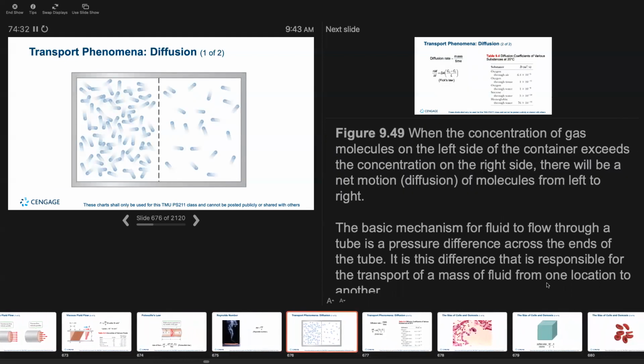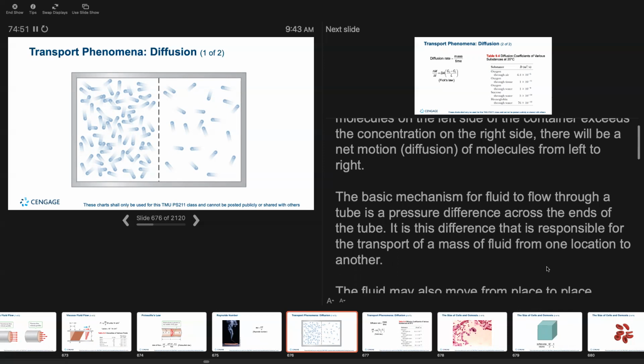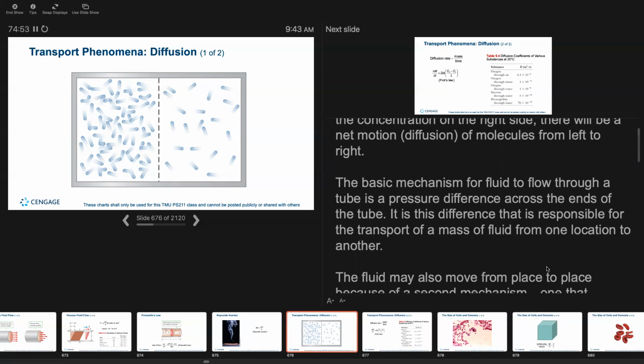So in this figure, we're talking about diffusion, where the concentration of gas molecules on the left side of a container exceeds the concentration on the right side. There will be a net motion, that is diffusion, of molecules from left to right. The basic mechanism for fluid flow through a tube is a pressure difference across the ends of the tube. It's this difference that is responsible for the transport of a mass of fluid from one location to another.